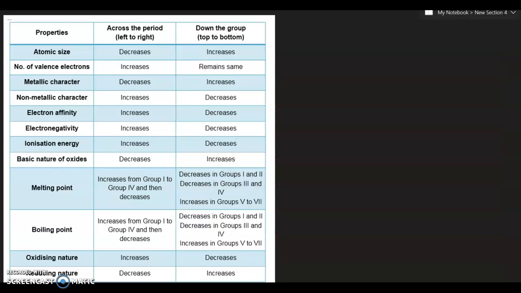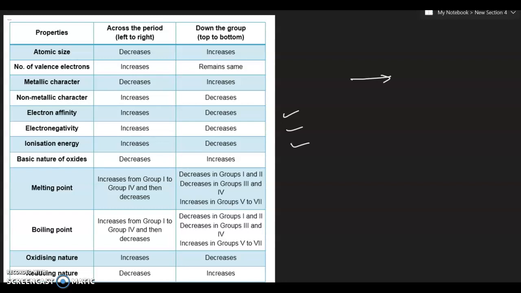Now we have this very important topic, periodic properties of the periodic table, and in this you will learn all the definitions of atomic size, electron affinity, electronegativity, ionization energy. Please see that across the period atomic size decreases because the nuclear charge increases. You should know the reason also. Electron affinity increases across the period and decreases down the group. For electronegativity, it is again the same. It increases along the period and decreases along the group.